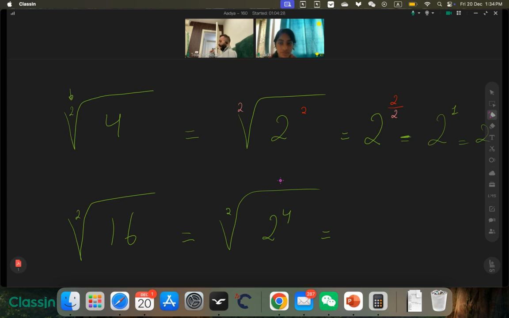To remove the radical, I need to divide the power that is inside by the power that is outside. It's not a power, it's a cubic, it's a square root. This is an entire one. So this one needs to go out. This one needs to go out. How does it go out? It goes out using this method.